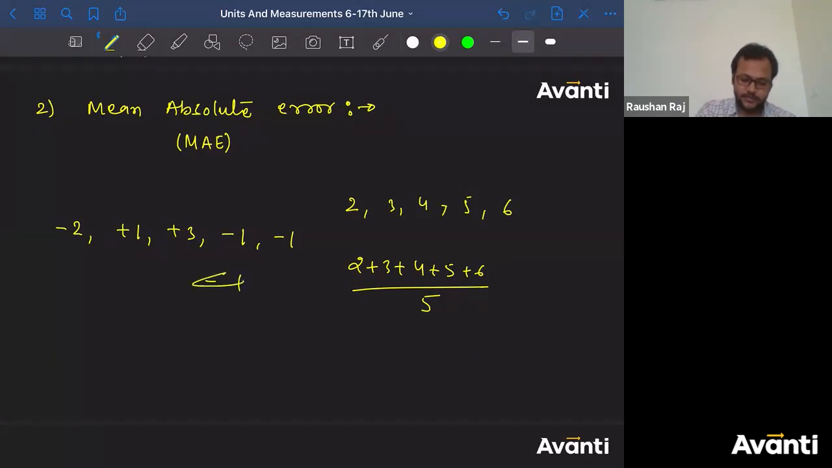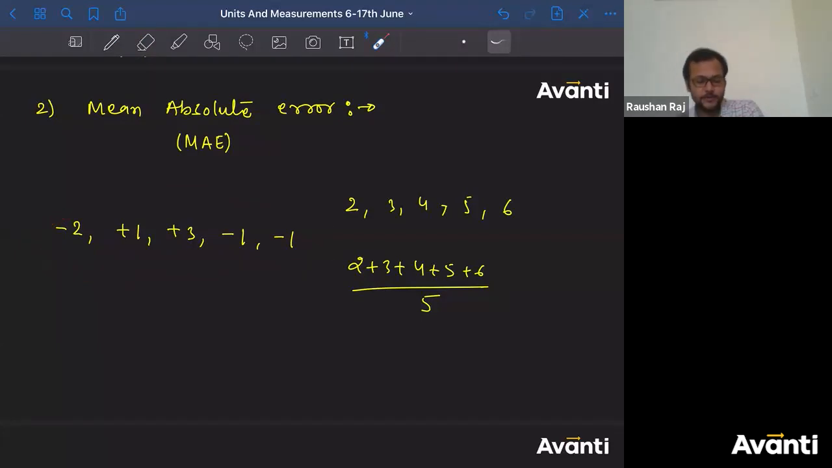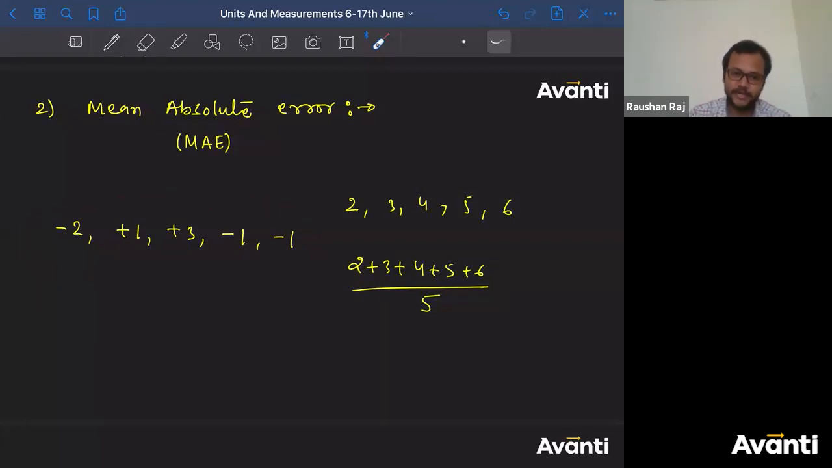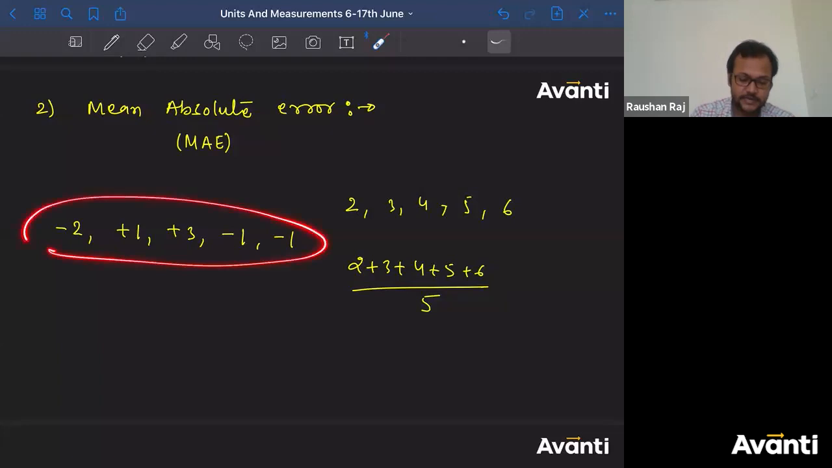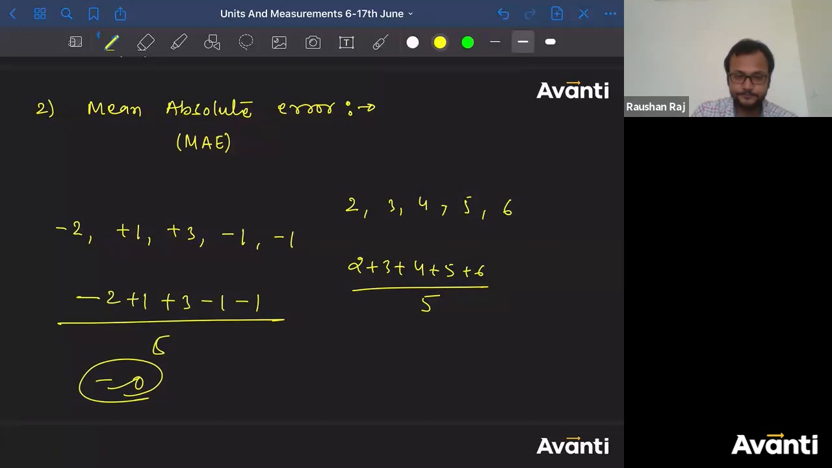5 ही लेता हूं. Let me consider only 5. Tell me what is the mean of this? What is the average of this value? Tell me bachalo, what is the average of this value? No, Tarak, I know that. But tell me first what is the average of this value. If you are going to take the average of this value, you are going to get -2, +1, +3, -1, -3 divided by 5. So answer will be 0.